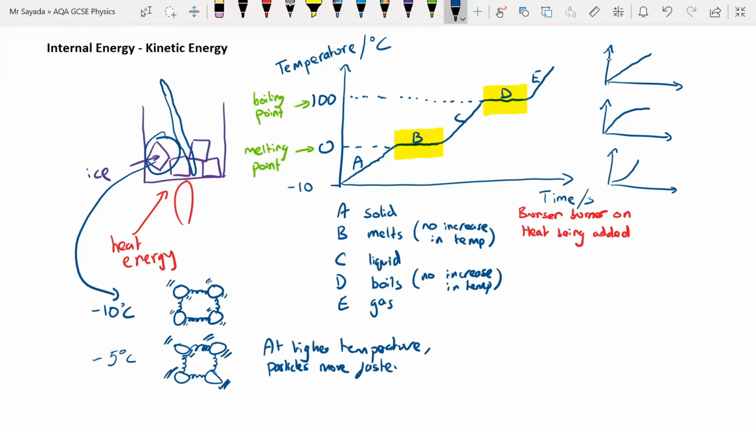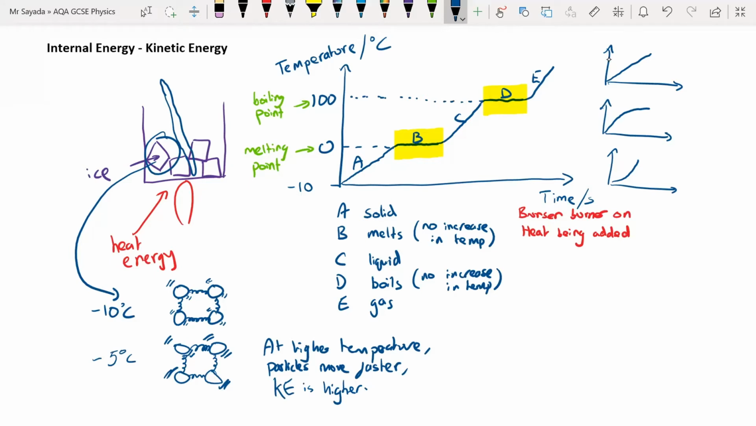What does that mean about their kinetic energy? Say your answer to the video. Their kinetic energy is higher. So at a higher temperature, the kinetic energy of the particles in a substance is higher. The particles move faster. We can look at a gas as well.